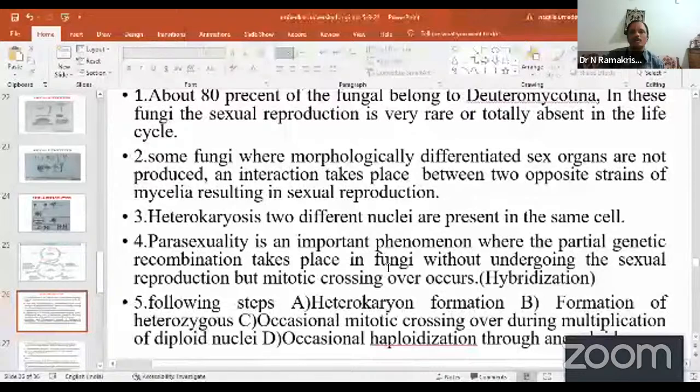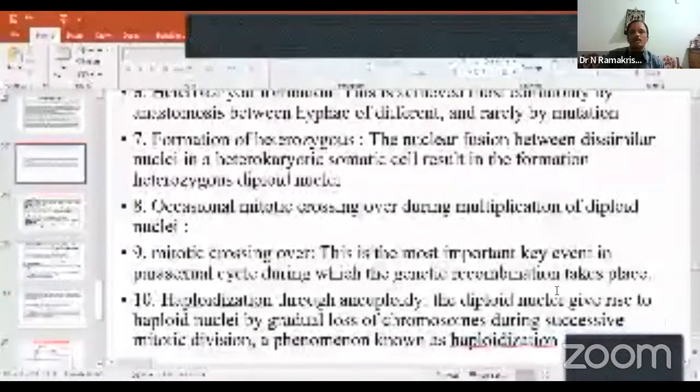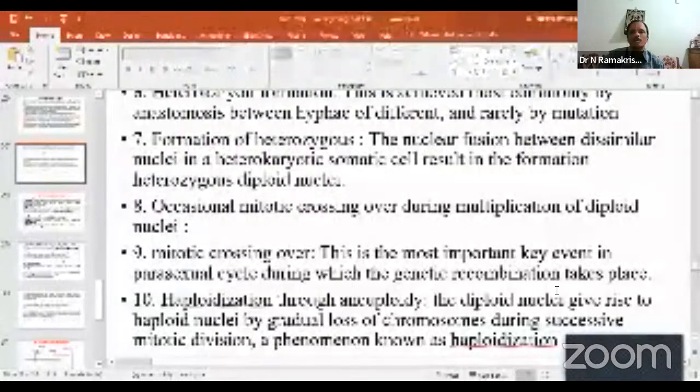Mitotic crossing over is the most important event in the parasexual cycle, during which genetic recombination takes place. Hybridization: now the diploid nucleus gives rise to haploid nuclei, and there is gradual loss of chromosomes in successive mitotic divisions. This phenomenon is known as haploidization. So this is the parasexual life cycle of fungus.